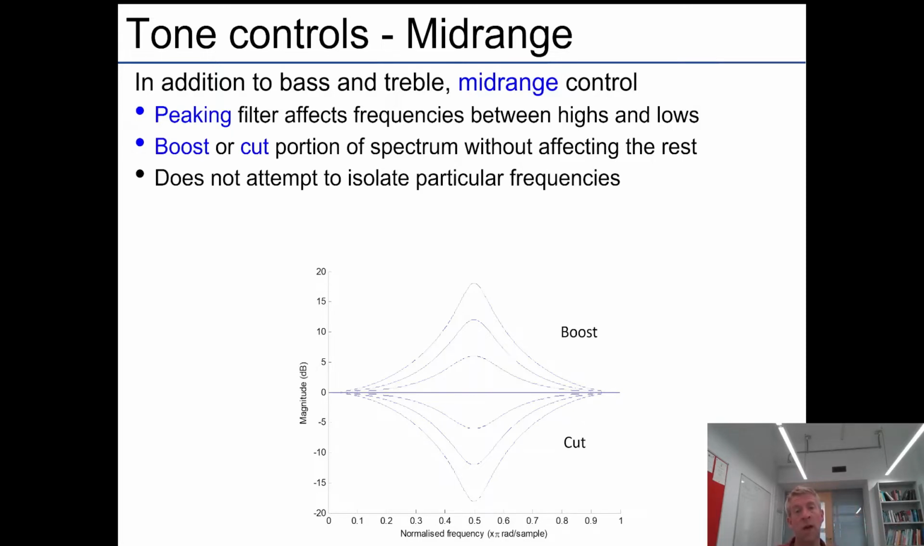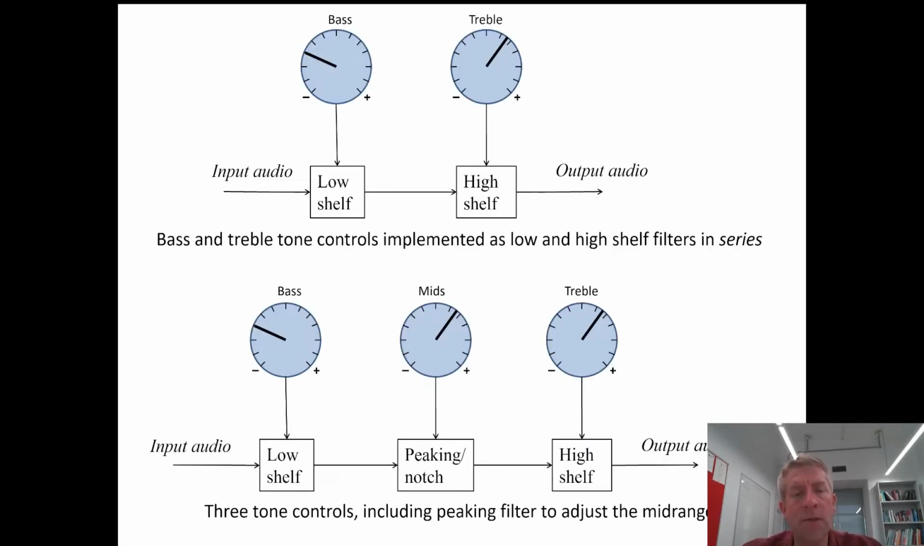Note also that all of these controls are not attempting to isolate particular frequencies. That is, they leave the frequencies outside of the frequency band of interest unchanged. They don't remove them, they're just intended not to affect the other frequencies. So the implementation of these is fairly straightforward. The filters are placed in series, typically from the lowest filter to the highest one, although the ordering shouldn't matter very much. Each one has a gain controlled for each one, usually implemented as a dial.